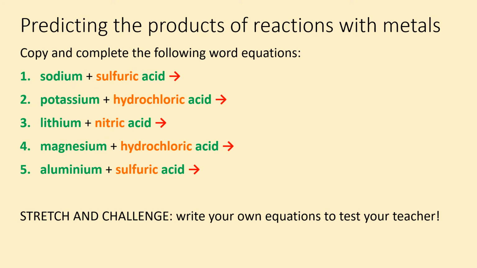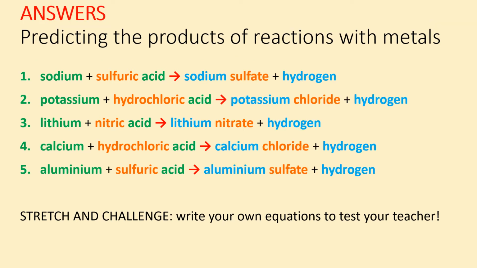Okay, so same deal. Copy and complete those word equations. Let's see how you do. And these are the answers. So for every single one, we're producing salt and hydrogen. And again, the salt depends on the metal that's going in. So sodium metal makes sodium sulfate when it's reacted with sulfuric acid. So sulfuric makes a sulfate. Hydrochloric makes a chloride. Nitric makes a nitrate. And then they're all producing hydrogen gas, not water.